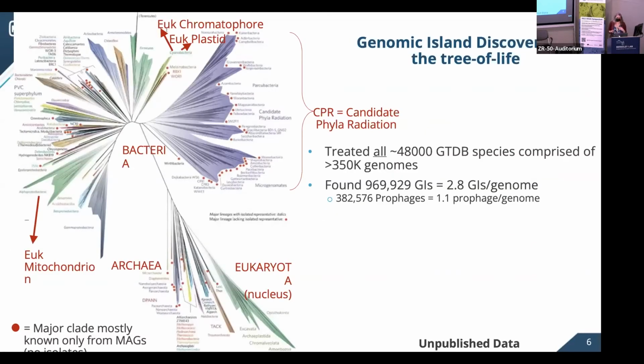We had done a small scale study, which was published a couple years ago, of about 2,000 genomes. Then we really wanted to scale this up to the entire tree of life. So to date, we've treated all 48,000 GTDB species that comprise over 350,000 genomes. We found just under 1 million genomic islands, so 2.8 genomic islands per genome, and we found about 382,000 prophages, which averages to about 1.1 prophage per genome.